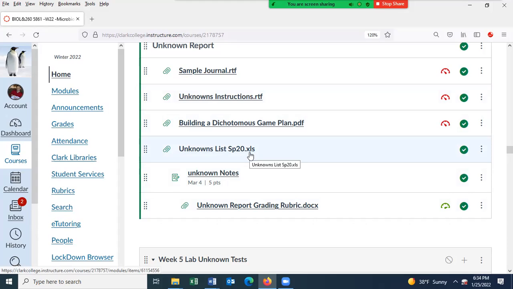The unknown list, this is the species of bacteria. You have to decide which one yours is. I don't know, there's like 40 different species, maybe 60 different species. You should probably look over building a dichotomous game plan. That's what the unknown project is going to be doing. You're going to be choosing one test at a time, and it can be a positive and a negative result or something similar. And that's a dichotomous game plan.